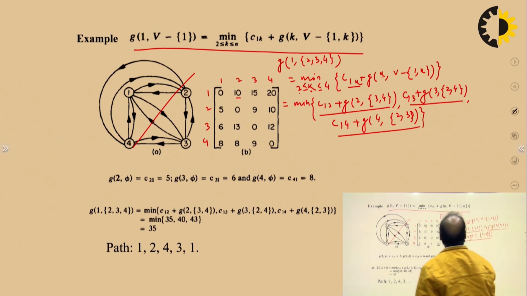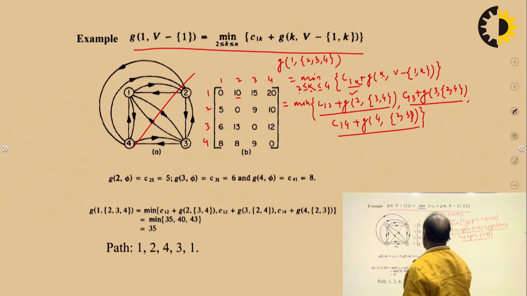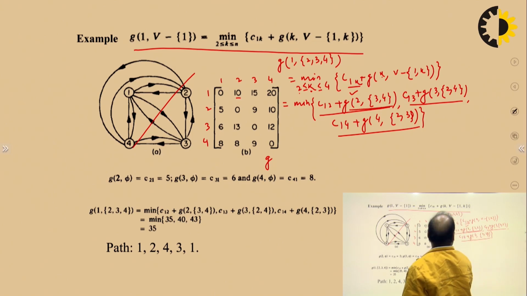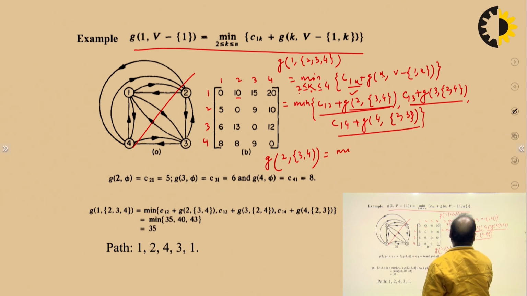And now this is a recursive procedure, right? If you start considering this one, you see you have to compute G(2, {3, 4}). In order to get this value, we have to compute this value also. Now G(2, {3, 4}) is the minimum of the same thing. Start from 2 going through 3, 4. So the minimum over k, where we have to exclude this, right?